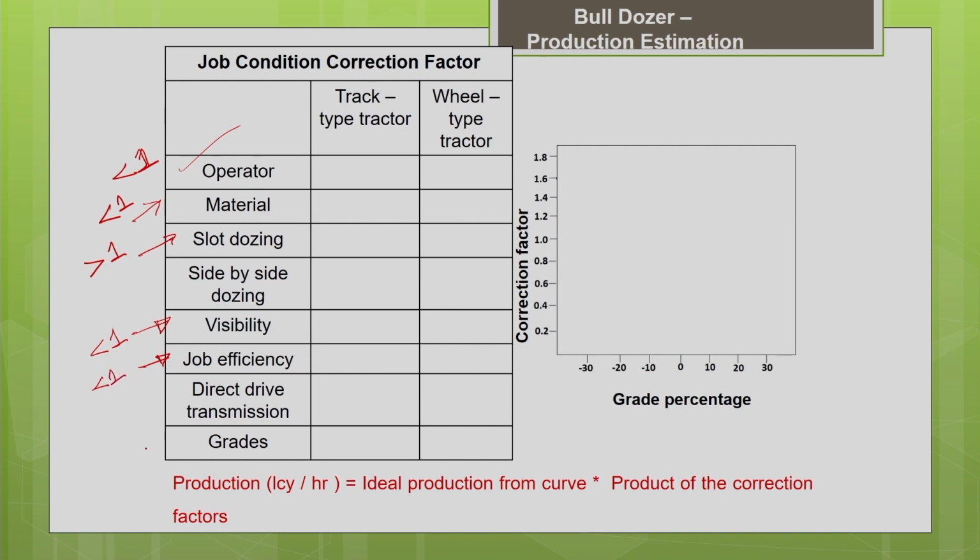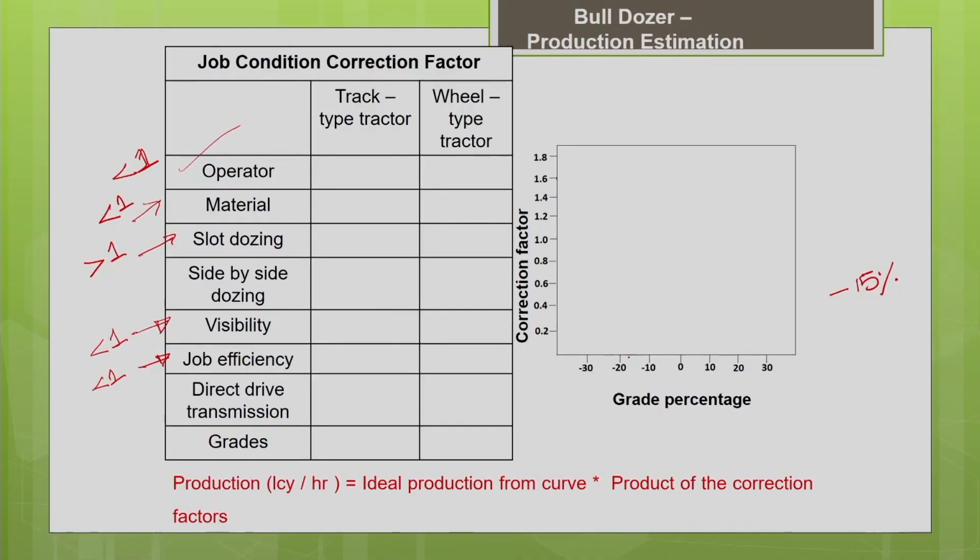In this problem we are moving down the hill, so the grade percentage is minus 15%. Accordingly you have to choose the curve supplied by the manufacturer. Corresponding to minus 15%, you have to find the correction factor. The ideal curve is drawn for level terrain, which is 0, so the grade percentage may go like this. What is corresponding to minus 15%, you have to choose approximately.